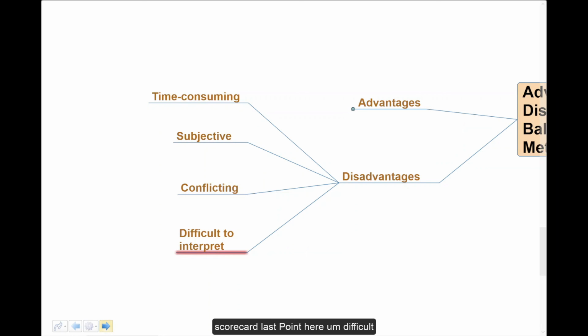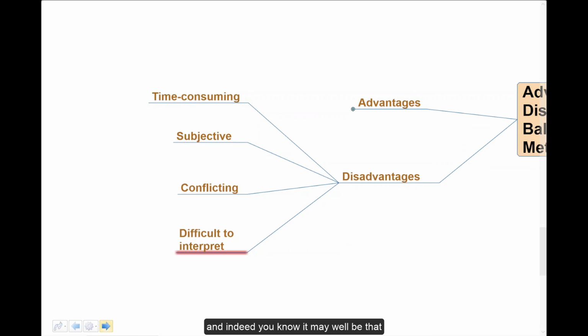Last point here, difficult to interpret. Well, again, this is a matter of opinion. I guess it depends on the person. So we've said up top that really including non-financial measures, broadly speaking, is a good idea. Because some people may not understand financial measures, but it could be that the measures chosen may be difficult for everyone to understand. They may be a little bit more complex.